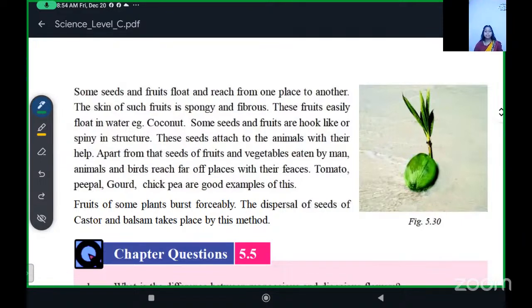But doesn't the stomach acid destroy the seed? Our stomach acid, for some seeds, yes, and for some it might not.